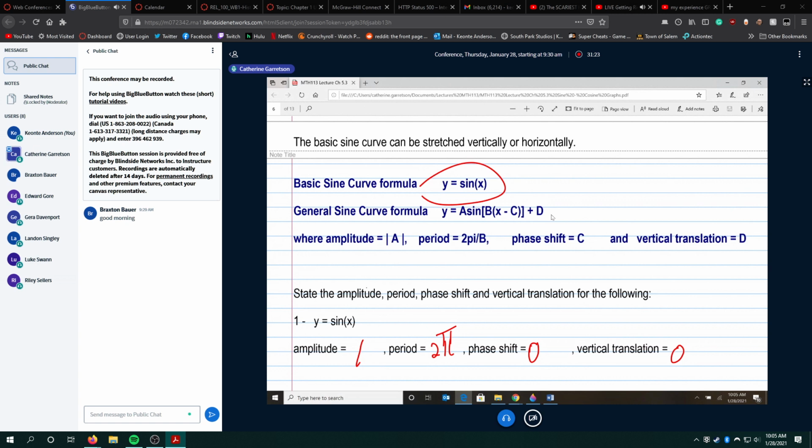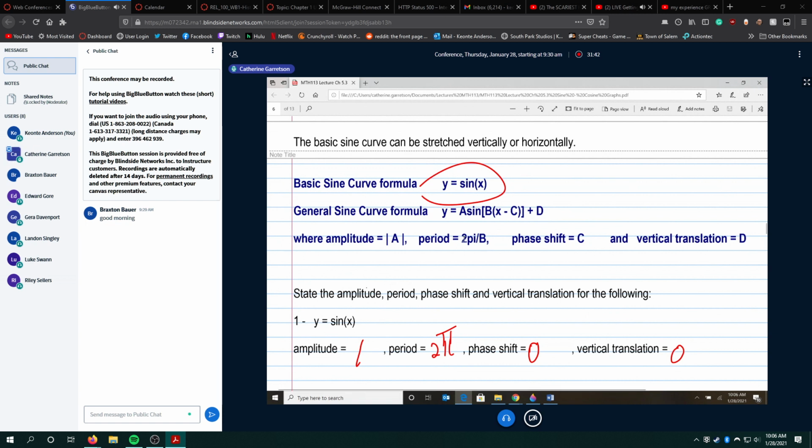We're going to do some pictures here. We're going to look at it. But I wanted to talk about your vertical changes first. So here's your vertical change. This will slide it up or down, and it's when you add a number or subtract a number outside of the angle, outside of the sine.